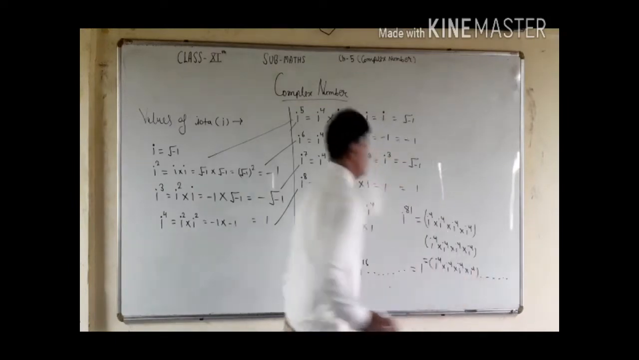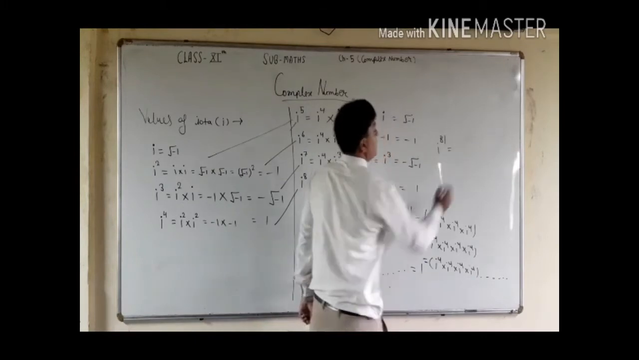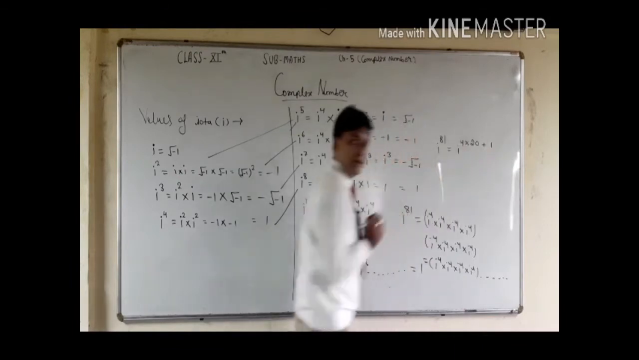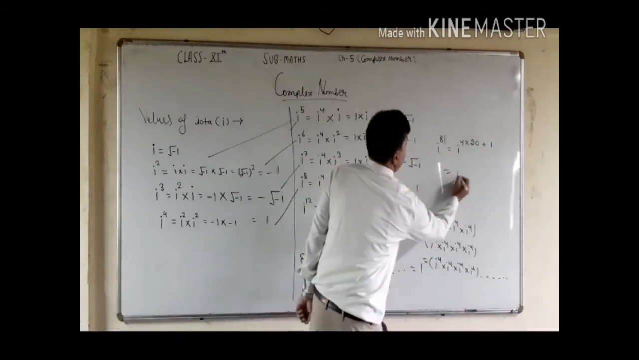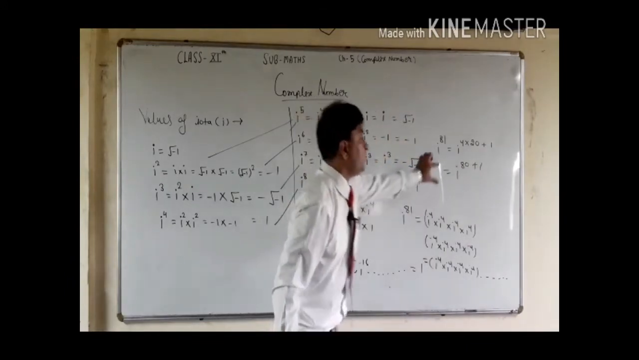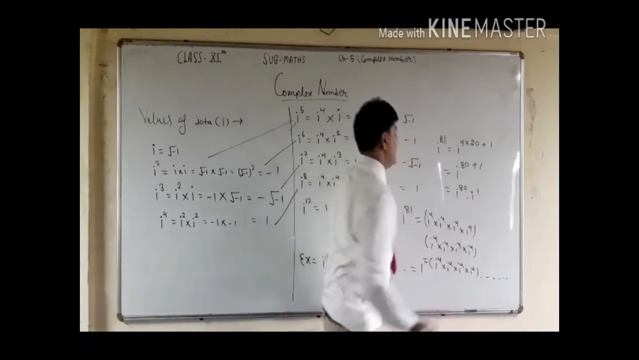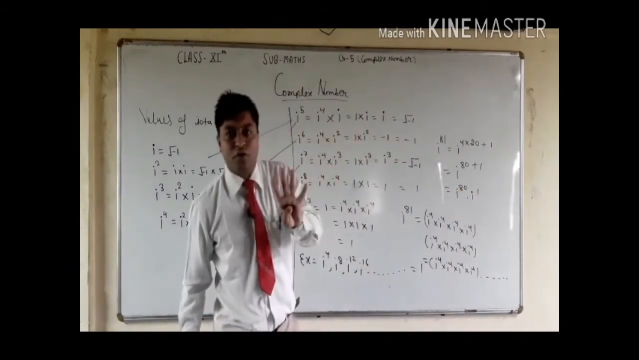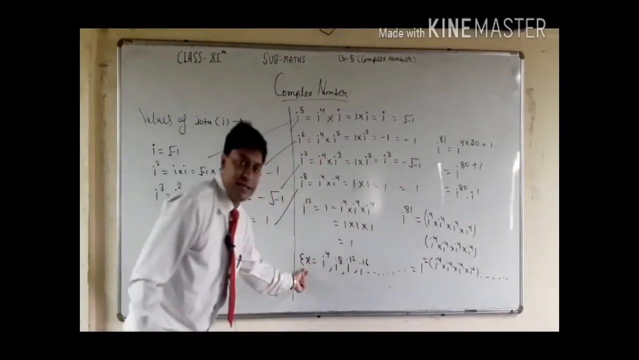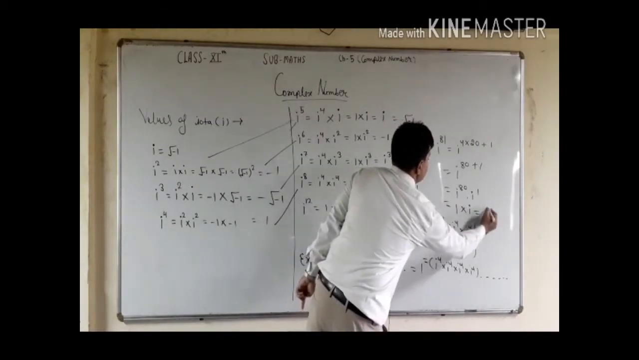This is also this type. So we know that iota power 81 is equal to iota power 4 into 20 plus 1. So this is equal to iota power 80 plus 1. We know that iota power 80 into iota power 1, 80 is the multiple of 4. So the value of iota power 80 is equal to 1. Similarly this condition. So this is equal to 1. This is iota. So we have answer iota.